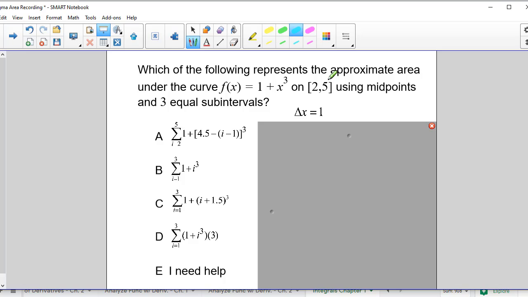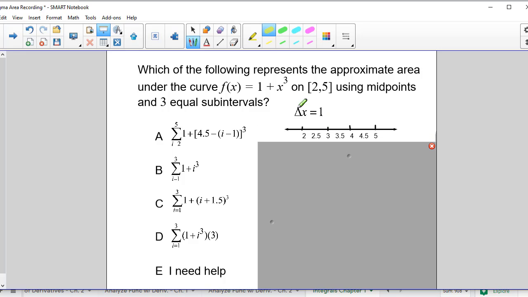Knowing that we have a closed interval from 2 to 5, 5 minus 2 is 3, and 3 divided by 3 is 1. That's how we get delta x is equal to 1. The next thing we want to do is look at the subintervals. Our first subinterval will go from 2 to 3, our second from 3 to 4, and our third from 4 to 5.